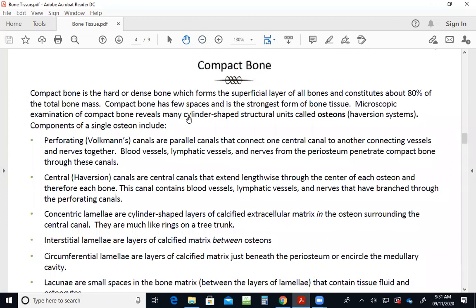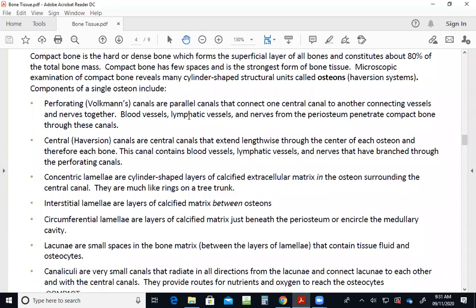All right, let's talk compact bone in greater detail. Once again, this is a harder, dense bone forming the superficial layer of all bones, constituting about 80% of the total bone mass. And compact bone is described as having very few spaces and is the strongest form of bone tissue.